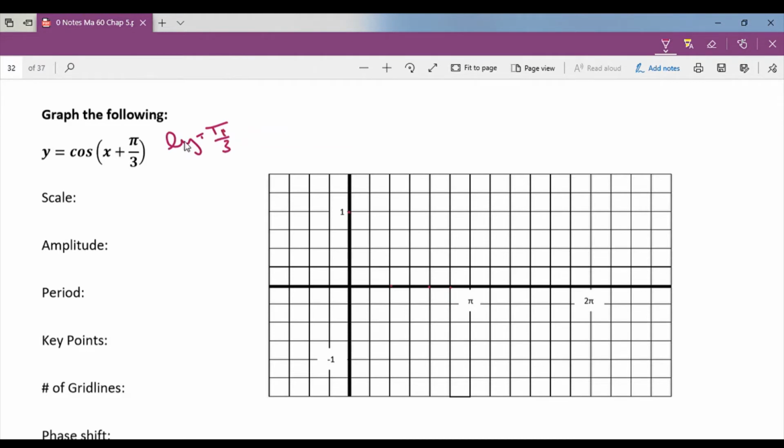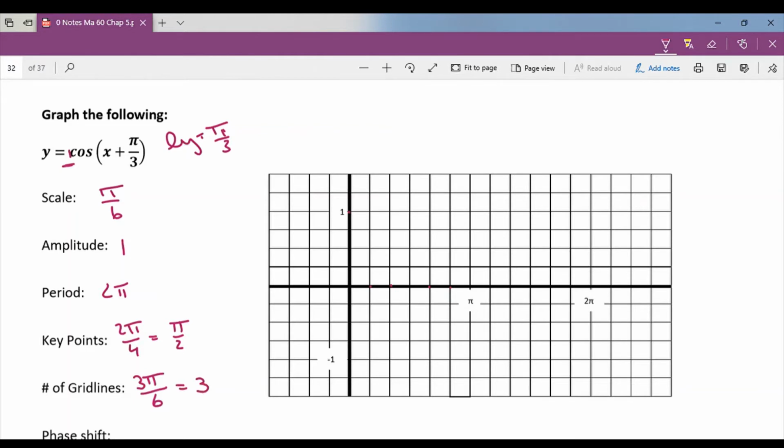Well, our scale of this graph, there's 1, 2, 3, 4, 5, 6 grid lines to get to pi. So our scale is pi by 6. The amplitude, because there is no a value, there's a 1 here, so the amplitude is 1. The period is going to be 2 pi. There's no b value to change that. So my key points are going to happen every 2 pi by 4 or every pi by 2. Now I want to look at how many grid lines that is. Well, pi by 2 with a scale of 6 is 3 pi by 6. So it's 3 grid lines.